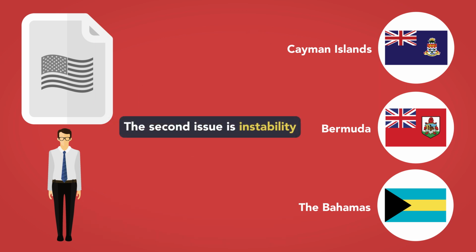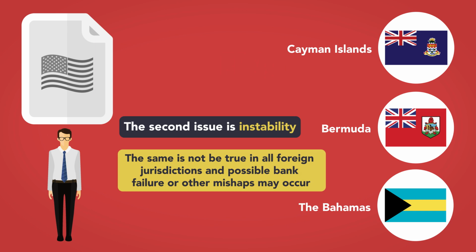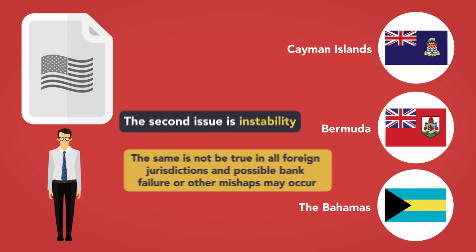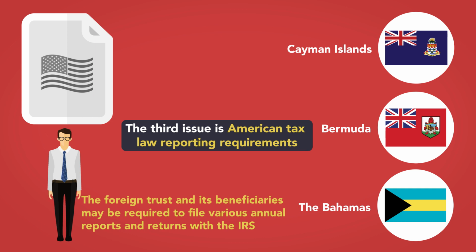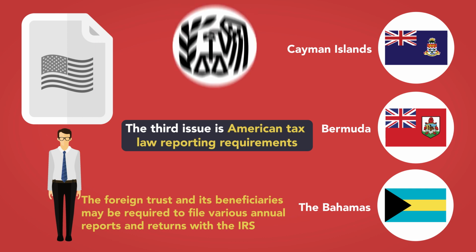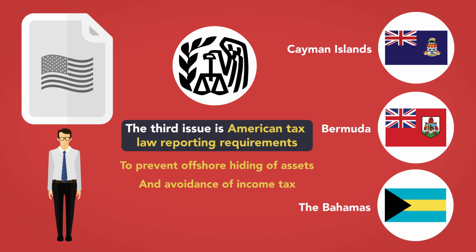The second issue is possible instability. While American banks are usually insured by the FDIC and investors in American securities are protected by various securities rules, the same is not true in all foreign jurisdictions. Possible bank failure or other mishaps may occur, which the grantor may be unable to remedy using the American court system. Third, American tax law imposes strict and burdensome reporting requirements on foreign trusts. The foreign trust and its beneficiaries may be required to file various annual reports and returns with the IRS. These requirements, which were established to prevent offshore hiding of assets and avoidance of income tax, can be complex, and compliance can cost a significant amount in accountants' or attorneys' fees.